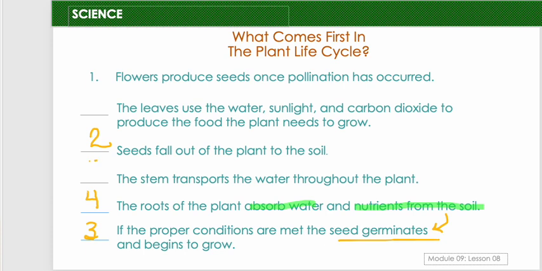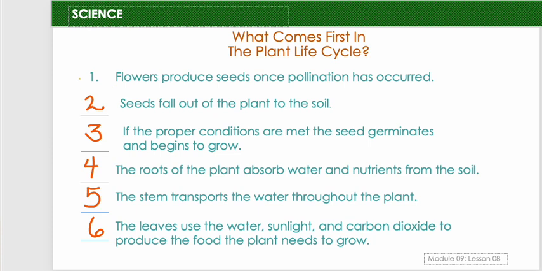Hopefully you remember that plants are thirsty, just like people. So we need that stem to move the water to the plant for them to be able to get the nutrients that they need. So that means number 6 is that the leaves use water, sunlight, and carbon dioxide to produce those plants to get what they need. So let's kind of take a look at this.